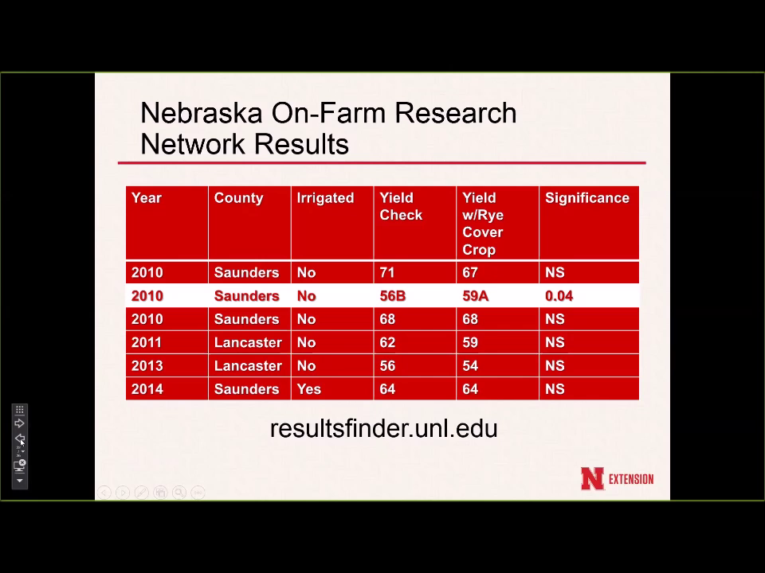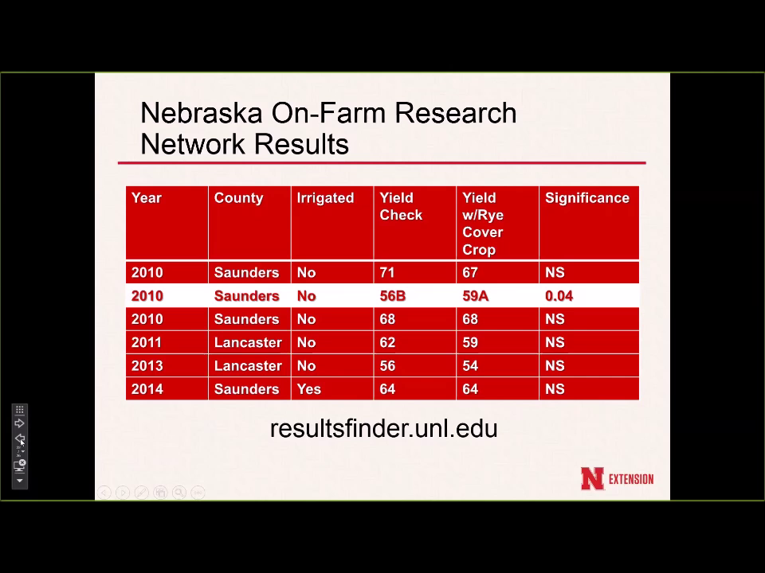Then at the other locations, not significant, not significant, not significant. So on average, we're getting about the same yield or slightly better with that cover crop that we planted before the soybeans. So that's what happened on the front end, right? The cover crop we planted after corn, now we're planting soybeans.